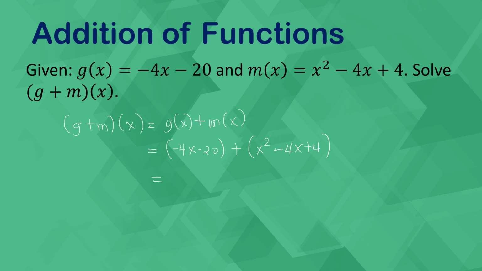The term with the highest exponent is x squared. We just copy it kasi wala po siyang ka-like term. Then negative 4x plus negative 4x is negative 8x. And negative 20 plus 4 is negative 16. So the sum of g of x and m of x is x squared minus 8x minus 16. For the domain of the two functions, d sub g plus m is the intersection of their two domains, and that is the set of all real numbers.